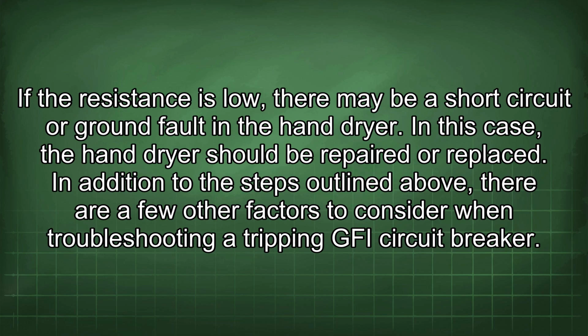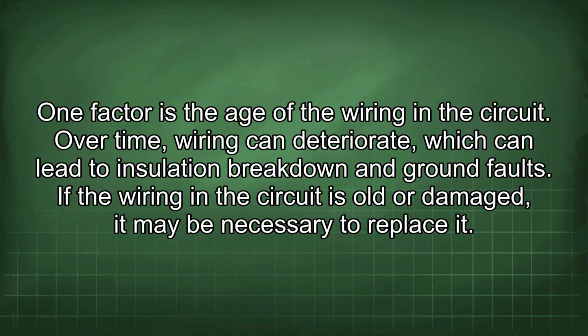In addition to the steps outlined above, there are a few other factors to consider when troubleshooting a tripping GFI circuit breaker. One factor is the age of the wiring in the circuit. Over time, wiring can deteriorate, which can lead to insulation breakdown and ground faults. If the wiring in the circuit is old or damaged, it may be necessary to replace it.